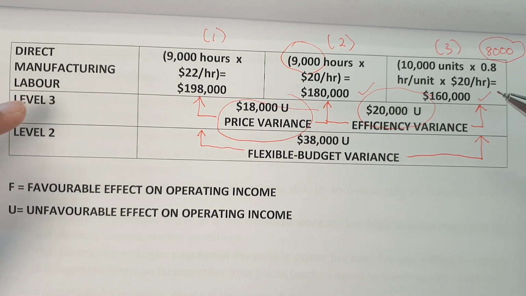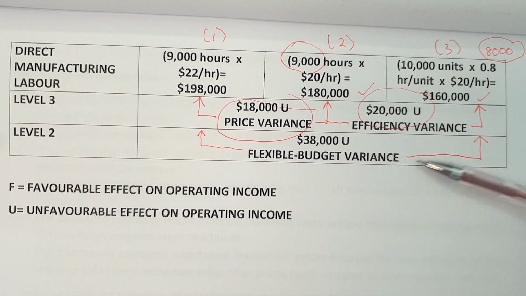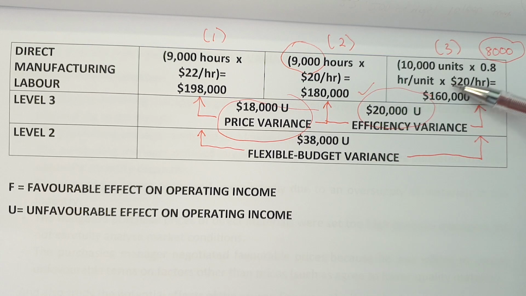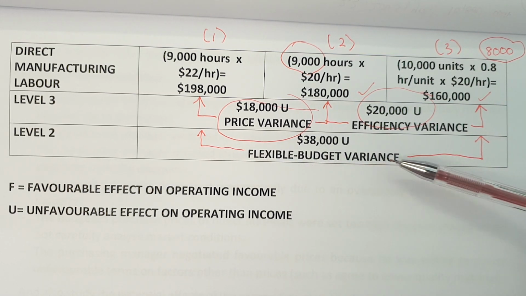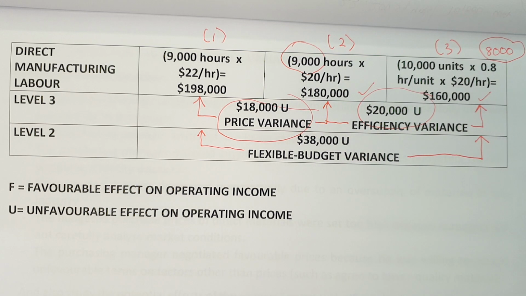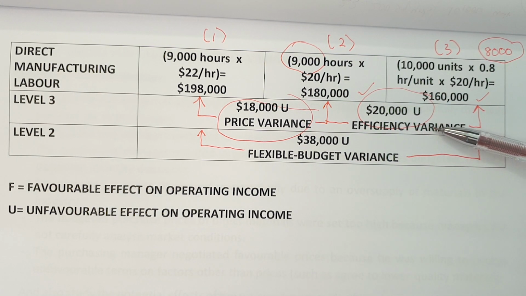So that is level 3. And if you look at level 2, this is something you already learned before. Just compare between the actual and the flexible budget. You can see the flexible budget variance of 38,000, where you compare between column 1 and column 3. Alright, now get back to efficiency variance of 20,000.